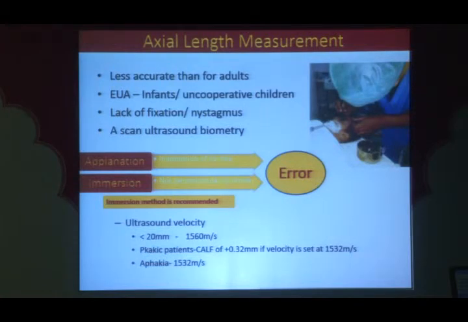Another important point is the ultrasound velocity of the biometer that we set. Ultrasound waves move at around 1560 meter per second in aqueous and vitreous, but the movement is faster if there is a crystalline lens. So, in phakic patients with axial length less than 20 millimeter, we should set the ultrasound velocity to 1560 meter per second. And if we are setting it to 1532 meter per second, then a corrected axial length factor of around 0.32 millimeter should be taken into account, and that should be added to the axial length. In aphakic patients, the ultrasound velocity should be 1532 meter per second.